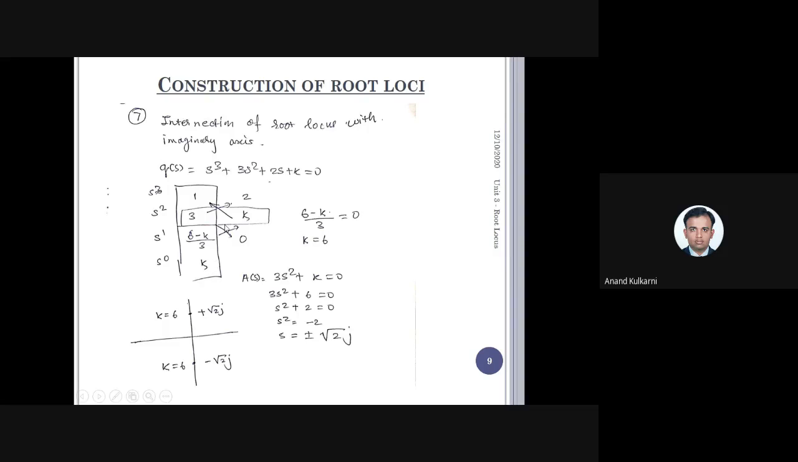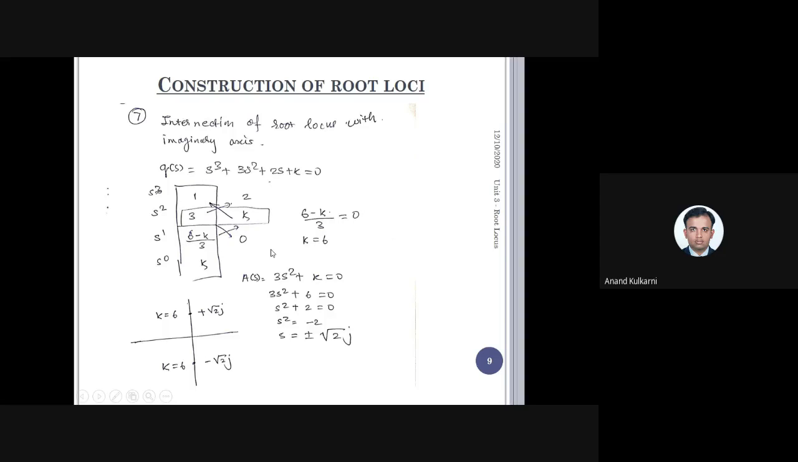That is one point. The second point is when (6 minus k) divided by 3 equals 0. That means k is equal to 6. When k is equal to 6, the root locus will cut the imaginary axis. Put that value of k back into this array. If you put k equal to 6, 6 minus 6 is 0. That means this whole row has become 0.